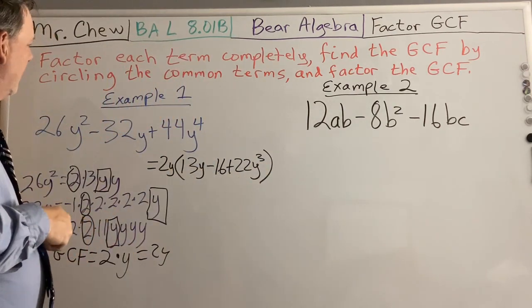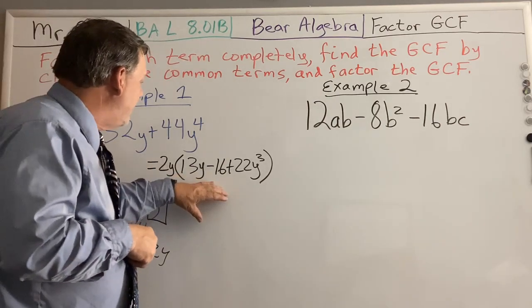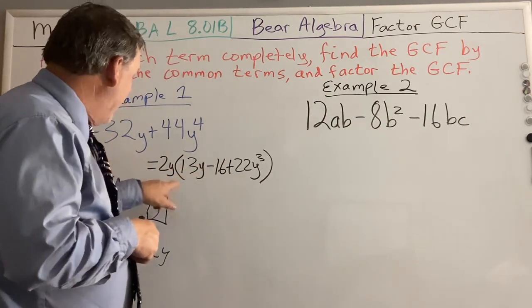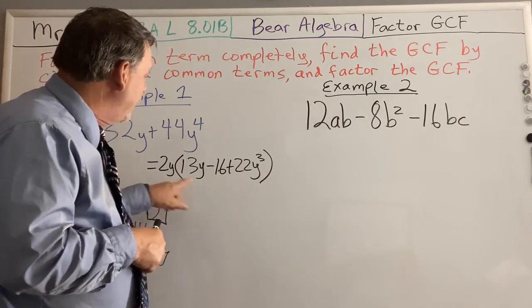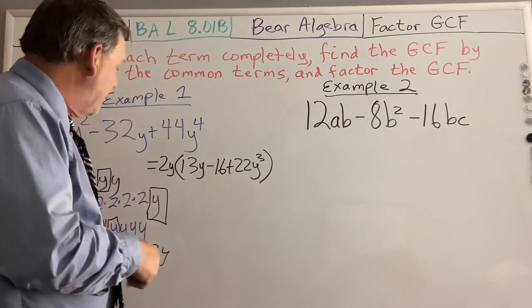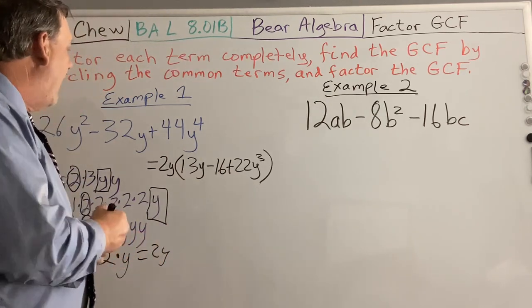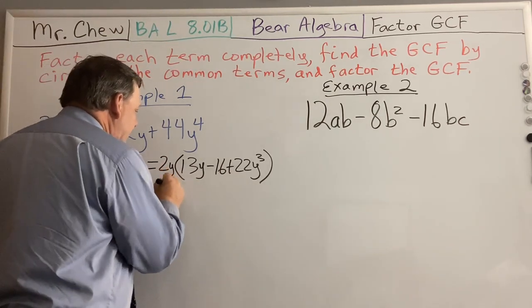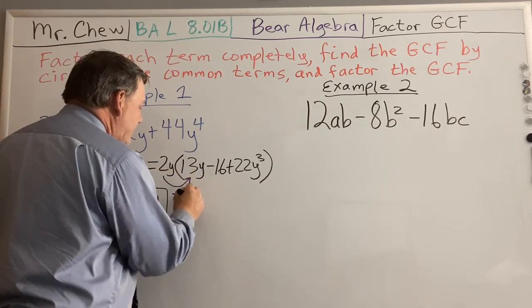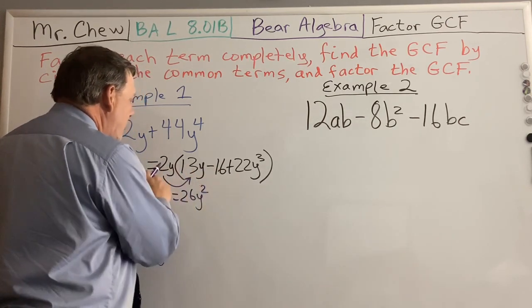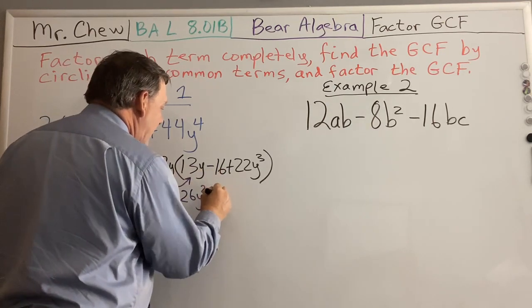All right. So now this is the factored form of this. I factored the GCF out. And the GCF went out in front, and then I had the 3 terms of the polynomial on the inside. Now, we could check this and use the distributive property. 2y times 13y is 26y squared. 2y times negative 16 is minus 32y.